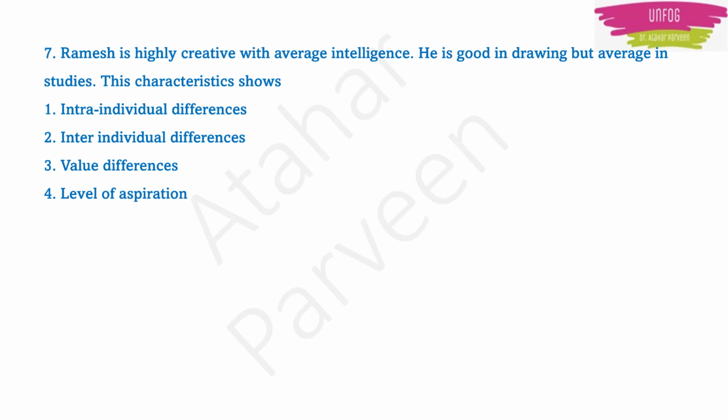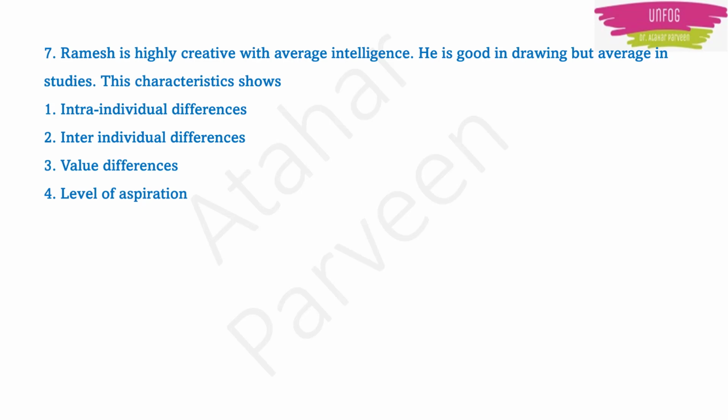Next question. Ramesh is highly creative with average intelligence. He is good in drawing but average in studies. This characteristic shows... So they are talking about a student Ramesh who is highly creative and is having average intelligence. He is good in drawing but he is average in studies. See, he is highly creative means he is good in drawing. He is having average intelligence means he is average in studies.